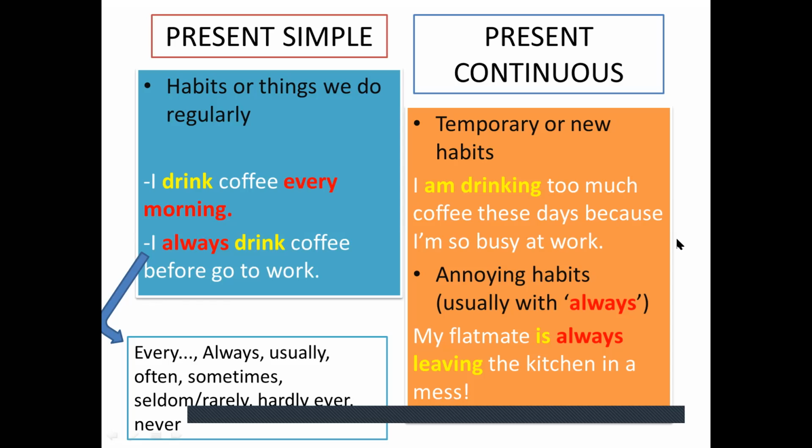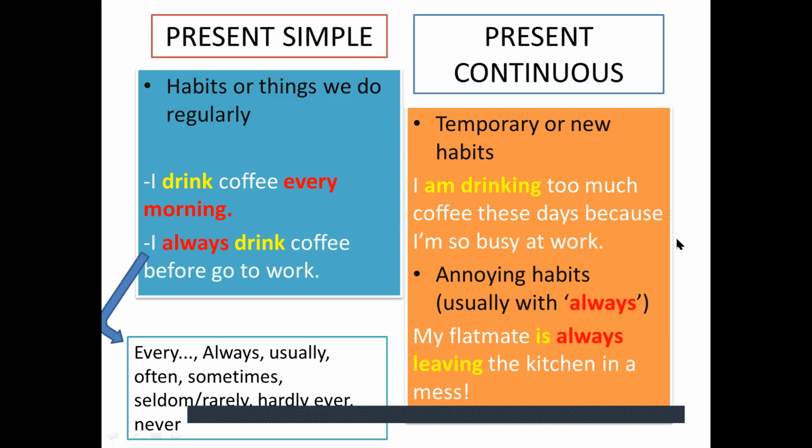But for the present continuous, the habit here is a temporary or new habit. For example, I'm drinking too much coffee these days because I'm so busy at work. Here, before, I wasn't drinking that much coffee. It's a new habit or a temporary habit that I'm drinking too much coffee.